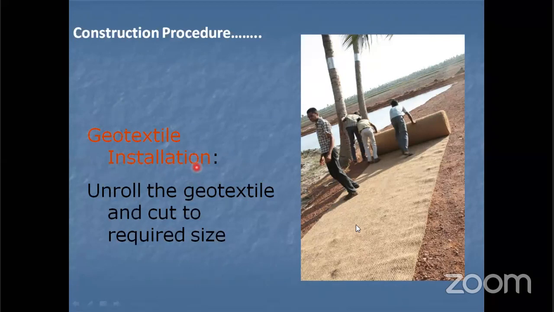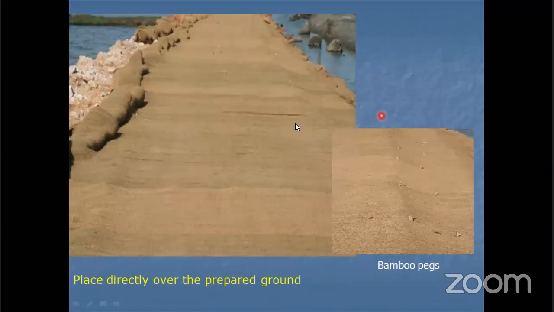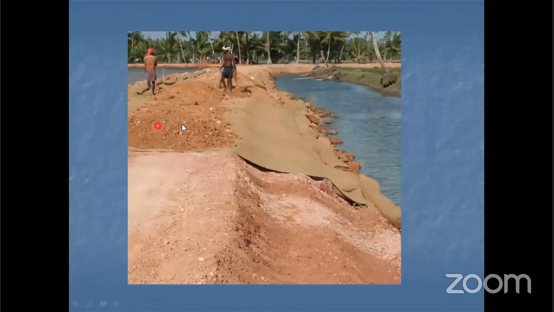And this is how the installation process proceeds. Unroll the geotextile and cut into the required size. The geotextiles are directly placed over the prepared ground. You may note that this is not laid along the length, it is crosswise. So different sections are cut and a small overlap is there, one over the other is placed, and soil is placed.